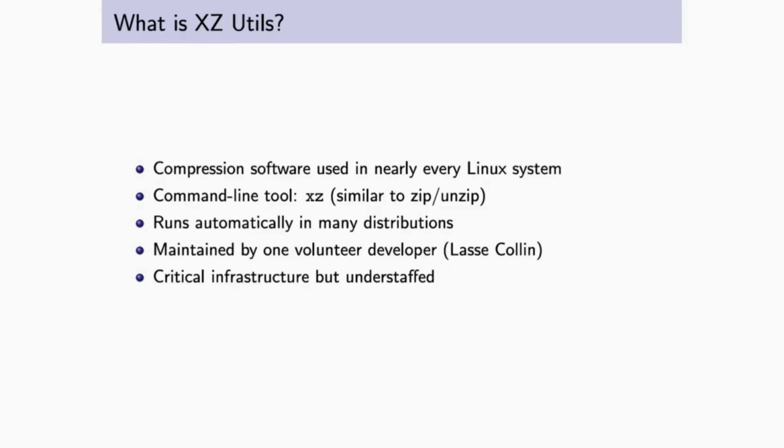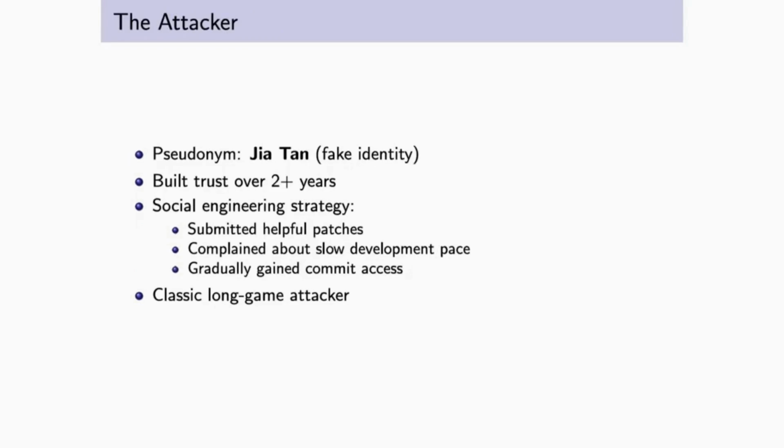creates systemic risk. The attacker used the pseudonym Jia and spent over 2 years executing a sophisticated social engineering campaign. This wasn't a quick hack, it was a long con. Jia started by submitting legitimate, helpful patches to the project. They complained on mailing lists about slow development pace, seemingly advocating for faster progress. Gradually, they earned commit access. This is a textbook example of the social engineering we discussed: building trust over time to exploit it later.